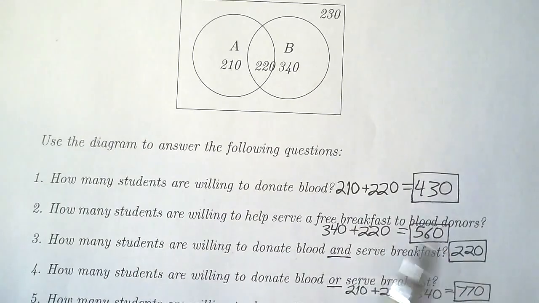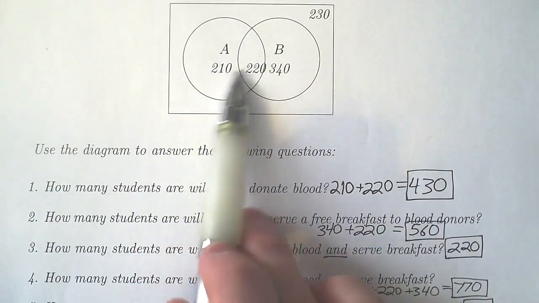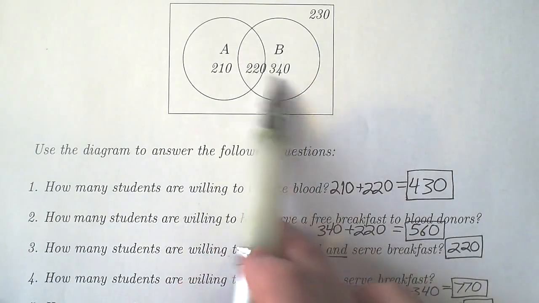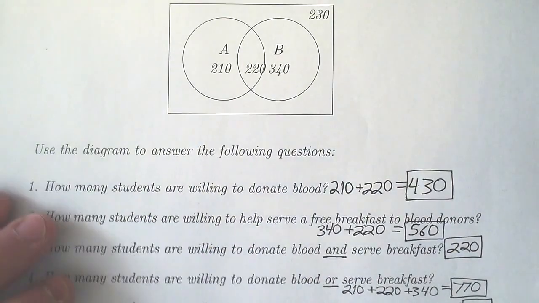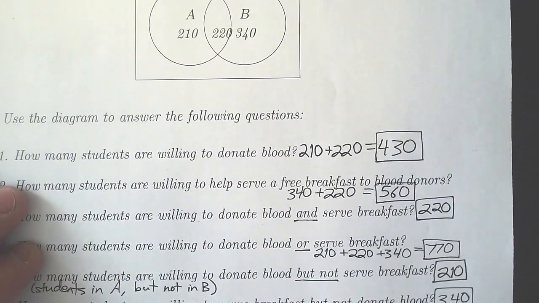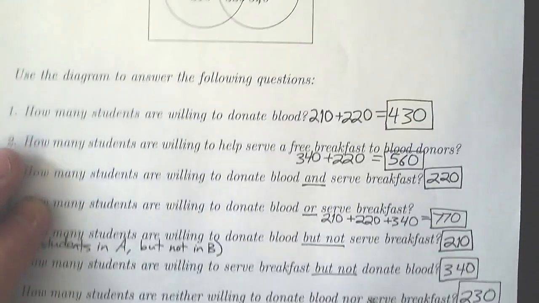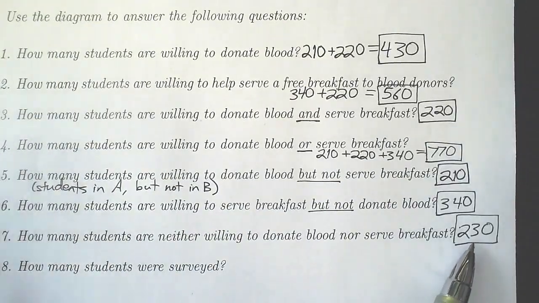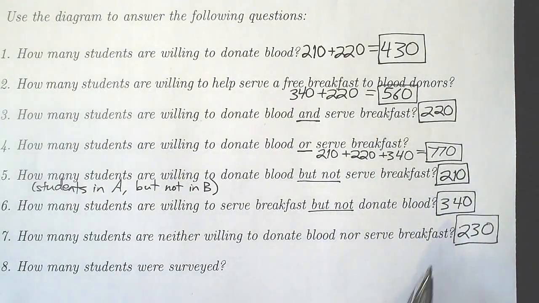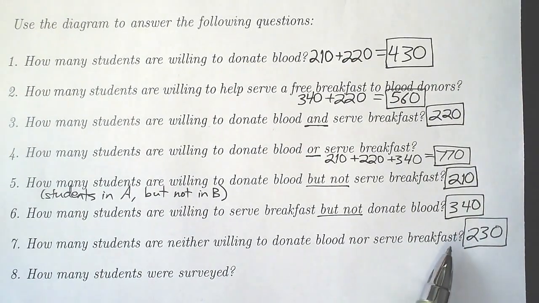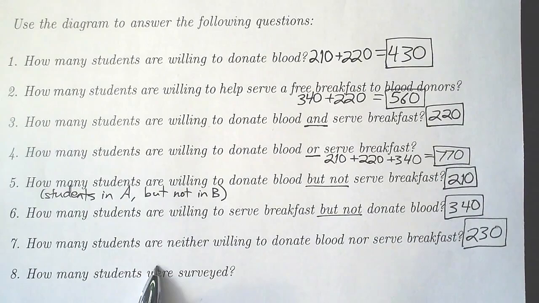How many students are neither willing to donate blood nor serve breakfast? All right, so we want students who are not in the circle of A, not in the circle of B. That means we're looking at these outsiders. The 230 fits that description. So you see some of these, I'm just putting 230. Some of these don't even have any adding or subtracting. I don't need a calculator for that problem. It's more about just understanding what it is asking me and where I can find that in the diagram. So you just have to read it extra carefully.